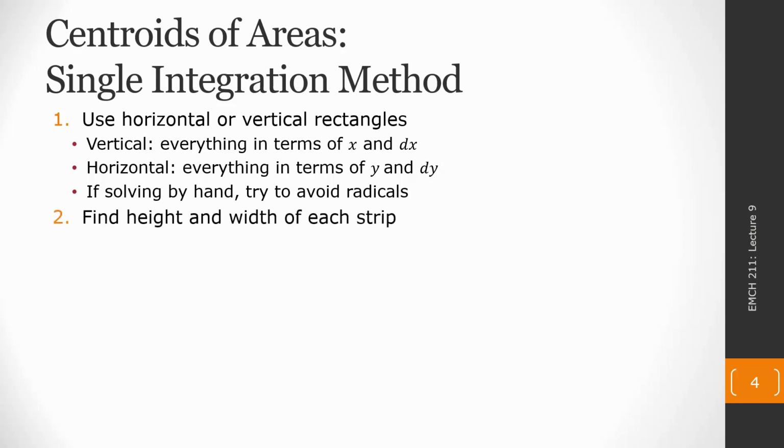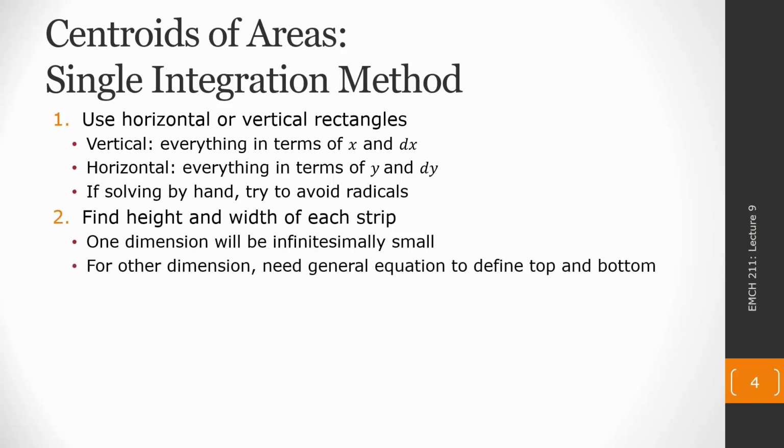So when we break our shape into these horizontal or vertical strips, we need to find for any strip, kind of generically as a function, what is the height of any one strip and what is the width of any one strip. So always one of these dimensions is going to be infinitesimally small. If we're making vertical strips, that means that every strip has a very, very tiny width of dx. If we're using a horizontal strip, then every strip has a very, very small height of dy. Now for that remaining dimension that's not the infinitesimally small one, we're going to need to know in terms of the x or y, what is the height of every one of these strips.